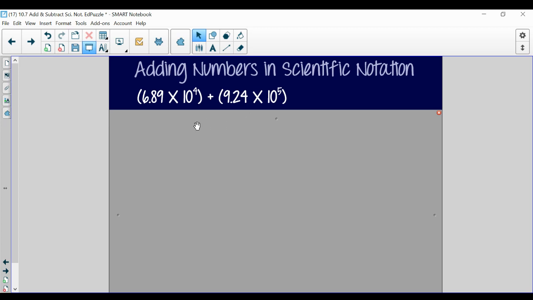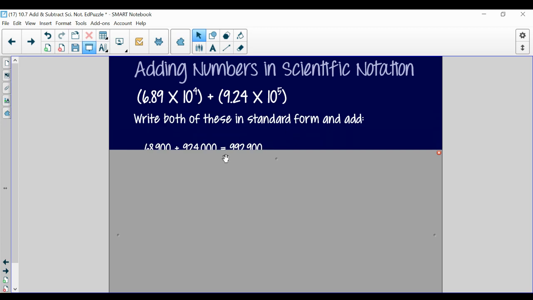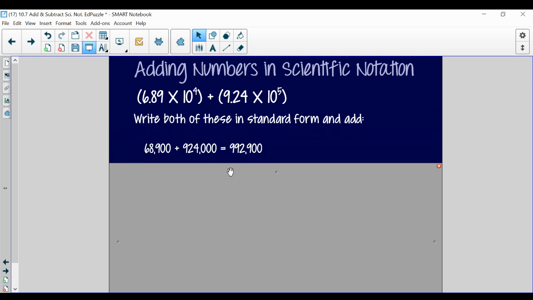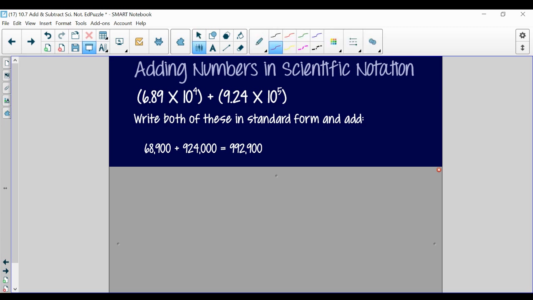So when we add in scientific notation, here we have two numbers. You can see their factors and their powers of ten are different. So this is 4 and this is 5. So you could write both of them in standard form. Write it out like this. You could add them. But would you want to do that? This isn't that hard, but if your powers of 10 were like 20 or 30, that's a lot of zeros to write. So we want to be able to compute in scientific notation.